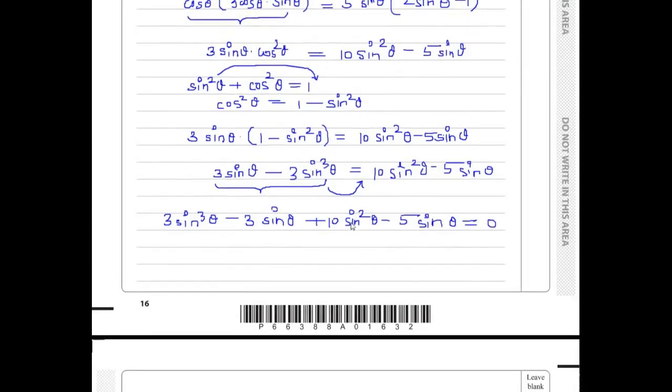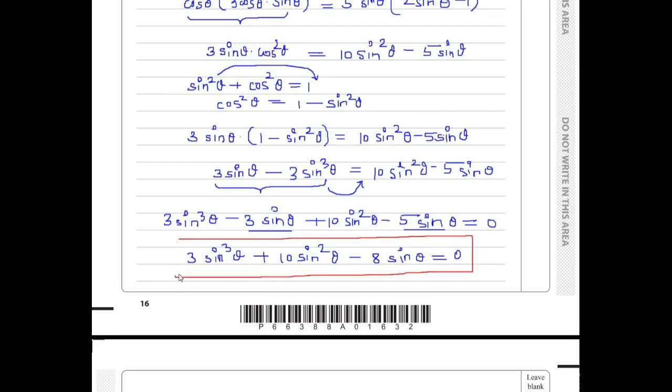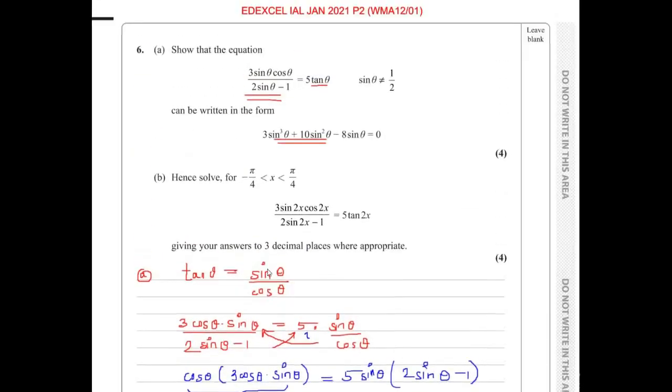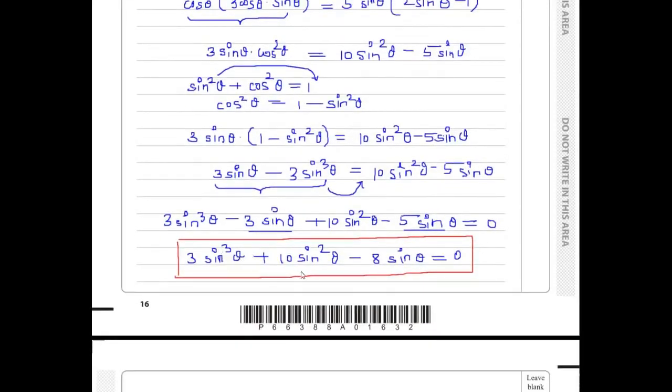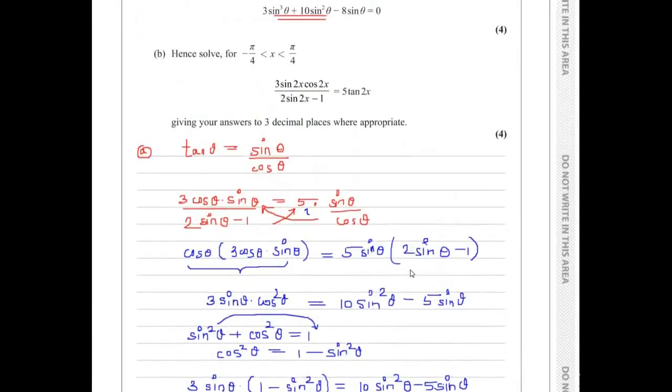Now further simplifying this expression, we get 3 sine cube theta plus 10 sine square theta. Minus 3 sine theta and minus 5 sine theta are like terms. So we are going to combine them and it gives us minus 8 sine theta equal to 0. This is what we were asked to write the form in. So let us confirm again. They wanted us to write 3 sine cube theta plus 10 sine square theta minus 8 sine theta equal to 0. So we have got exactly that.